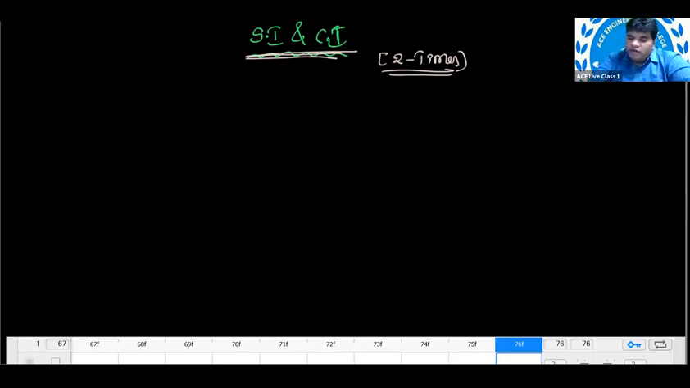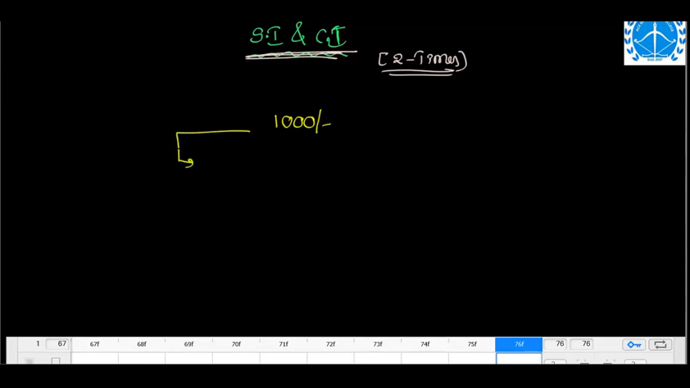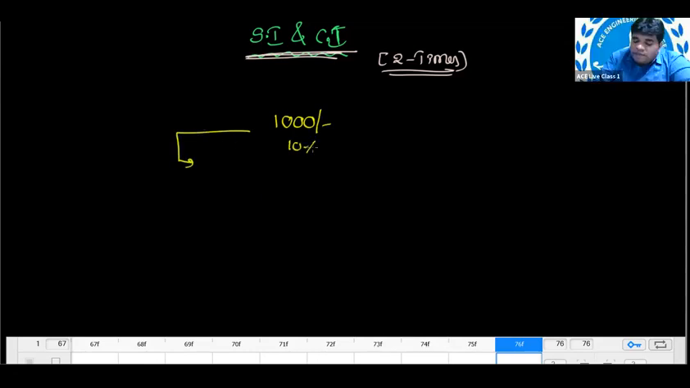What is the difference between simple interest and compound interest? Observe. Suppose a shopkeeper borrowed 1,000 rupees at 10% per annum, based on simple interest and based on compound interest.